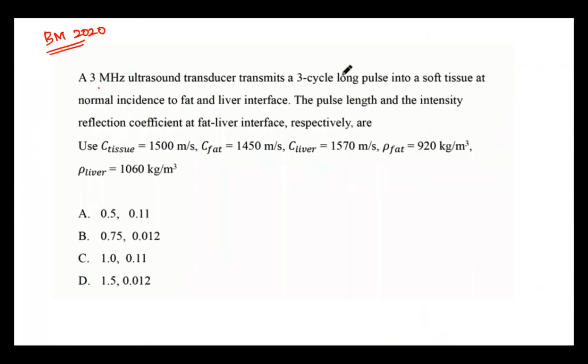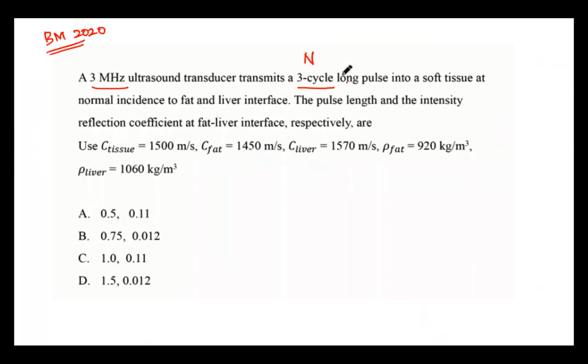First thing, they say it is a 3 megahertz pulse. Okay, fine. So the ultrasound transducer gives a 3 megahertz input. The ultrasound signal transmitted from the transducer is 3 megahertz. How many cycles do they give? They give 3 cycles. So n is 3, a long pulse of 3 cycles.